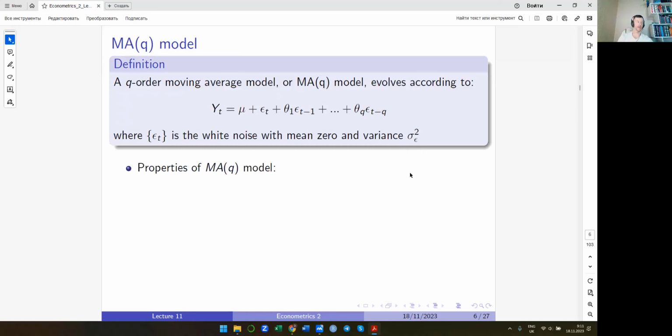So what are the properties of the MA(q) model? The mean is simple. It is simply mu. That's all. Variance of white noise expands with the order of this model. So if this is an MA1 model, the variance is going to be sigma squared times 1 plus theta 1 squared. If this is an MA(q) model, you will have a lot of coefficients here, and of course all these coefficients are going to blow up the variance. So the variance expands.